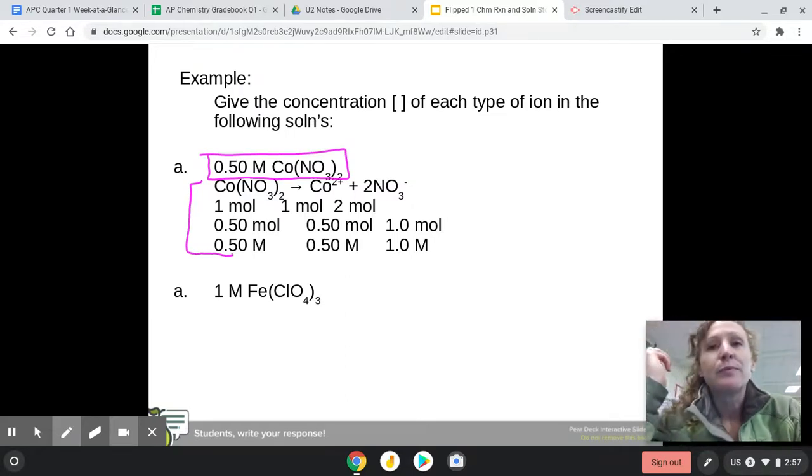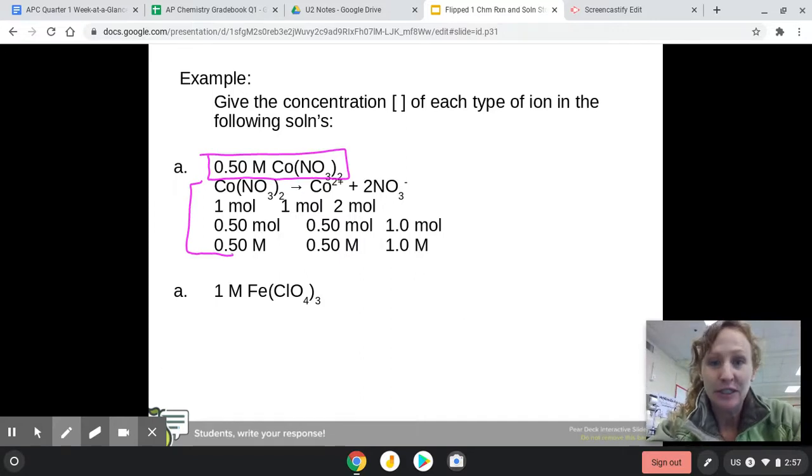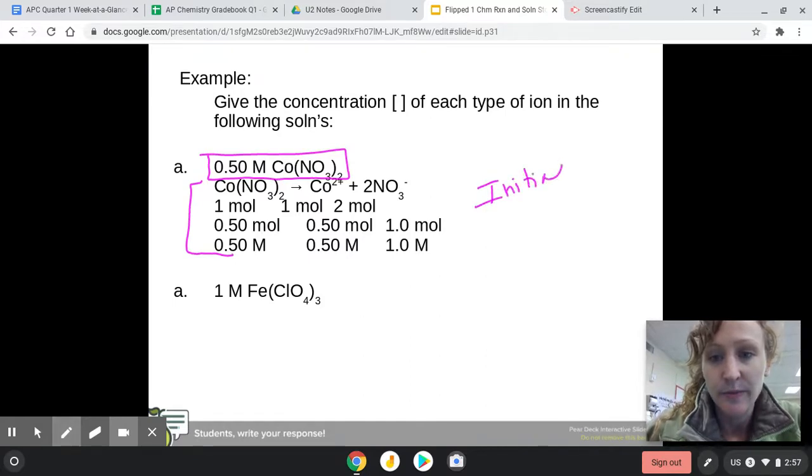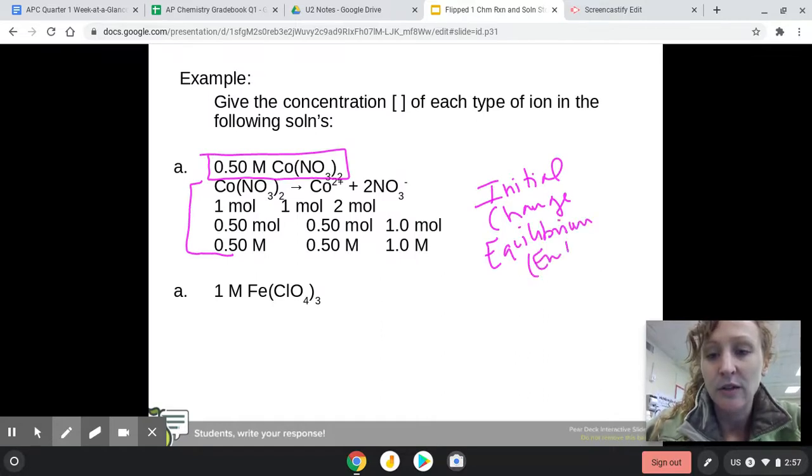So part of chemistry and learning how to learn inside chemistry is organizing your thoughts, organizing what you have in the beginning and what you have in the end. With that in mind, let me introduce you to the ICE table. So I stands for initial, C stands for change, and E stands for equilibrium, which right now you can think of as the end.